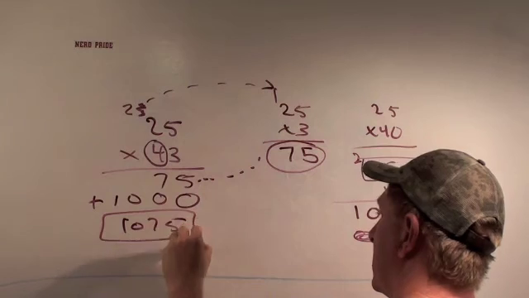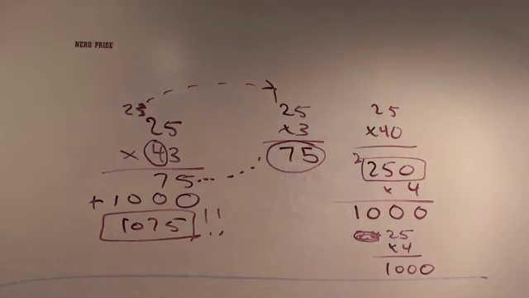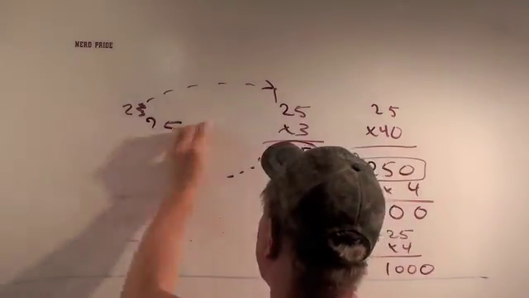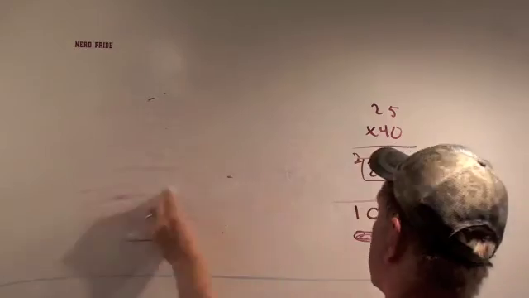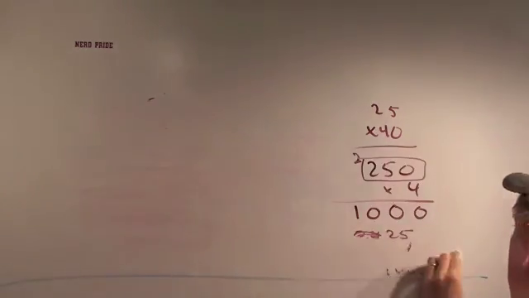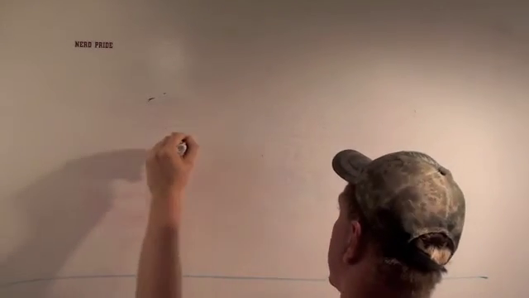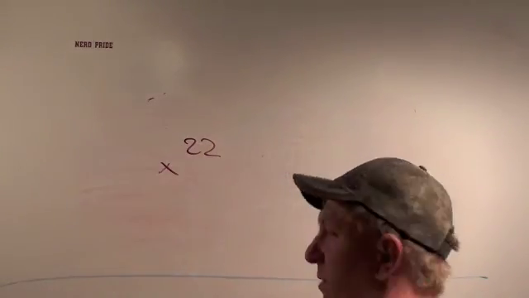1,075. We're doing all these practice problems. Okay. We're going to do one more. Why don't you talk me through this next one? Pick a 2-digit number. 22. Okay. Times. Pick another 2-digit number.